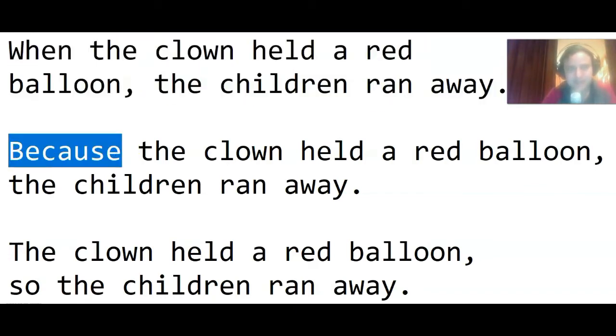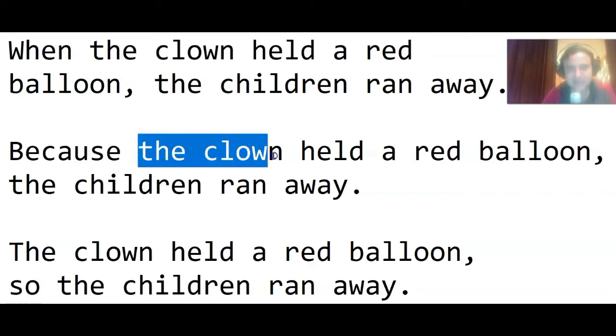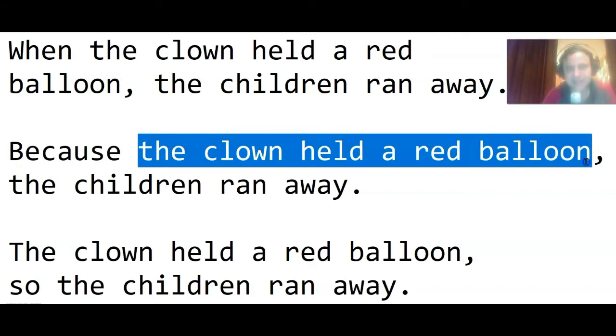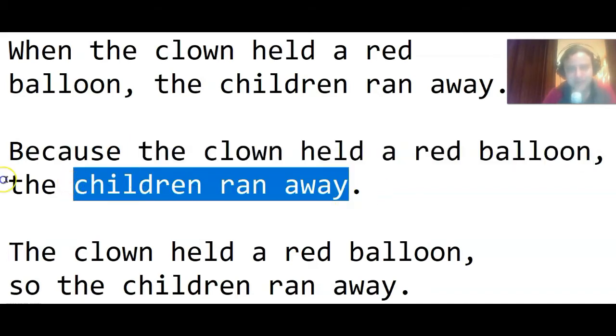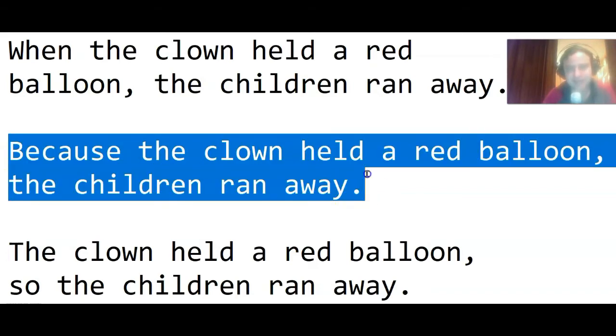Same with the because. Add the because to the clown held a red balloon, and now it is not complete anymore. It requires the children ran away. Because the clown held a red balloon, the children ran away. Why? Because the clown held a red balloon.